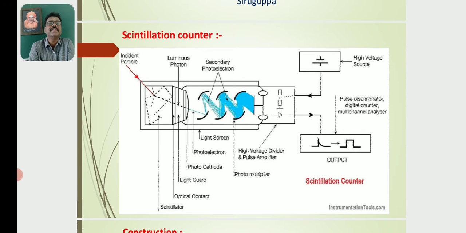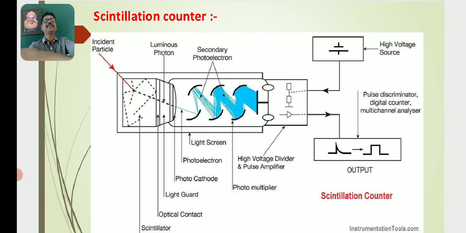Now you see the scintillation counter. So different parts of the scintillation counter. Say incident particles, luminous photon, and the secondary photoelectrons, the scintillator, optical contact, then a light guide, photocathode, photoelectron, light electron.